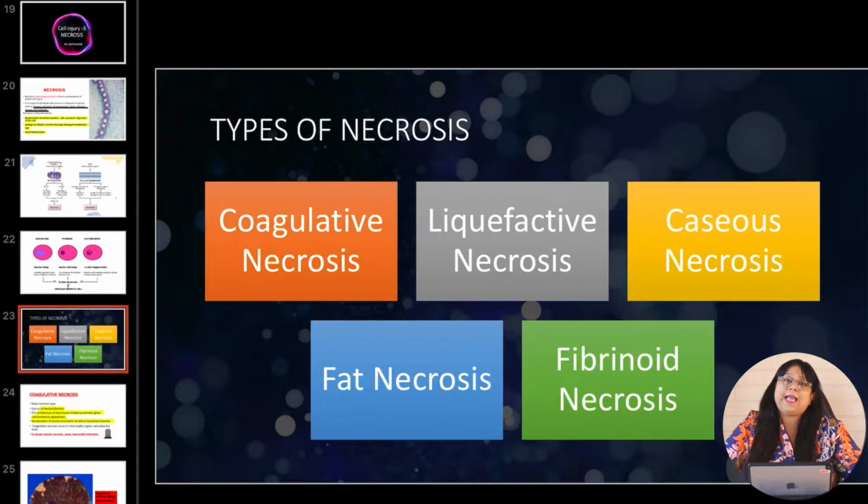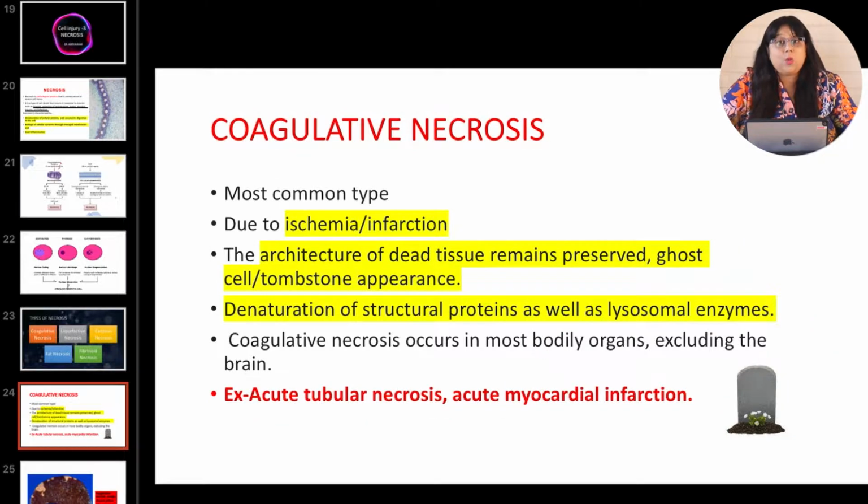Let's talk about the types of necrosis. So, what are the types of necrosis? Well, there are five main types of necrosis: coagulative necrosis, liquefactive necrosis, caseous necrosis, fat necrosis, and fibrinoid necrosis. Coagulative necrosis. Well, this is the most common type of necrosis. It occurs mainly because of ischemia or infarction.